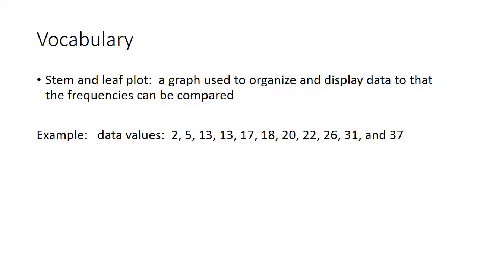So if we had this set of data values and we wanted to make a stem and leaf plot, the first thing we want to look at is the first digit. In this case, we're going to look at this 2 and the 5 as having a 0 in the tens place. So we're really just worried about the tens place here. And our stem is our first digits. So we have some zeros as our first digits, some ones, some twos, and some threes.